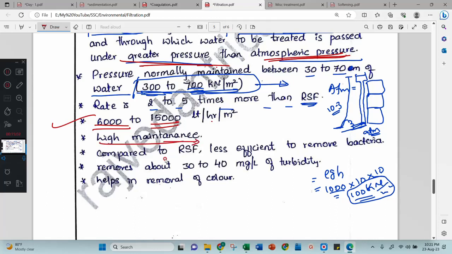Then high maintenance, because it is closed and pressure is there, you have to maintain the pressure, which means all pipes, nuts, joints, you have to take care of so many things here. Then compared to rapid sand filter, it is less efficient to remove the bacteria.